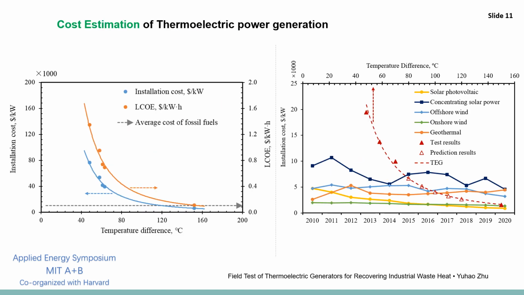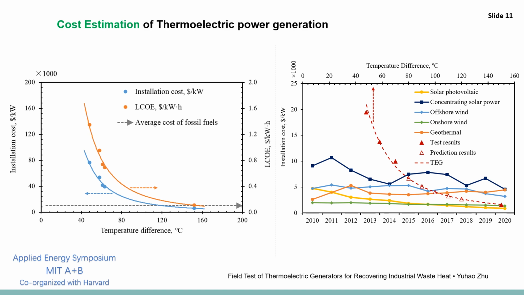Based on the results of the field test, the installation cost and the levelized cost of electricity of TEG at different temperatures were calculated with reference to the cost data of geothermal power generation. The levelized cost of electricity of TEG could be comparable with the average cost of fossil fuels when the temperature difference reaches 150 degrees Celsius.